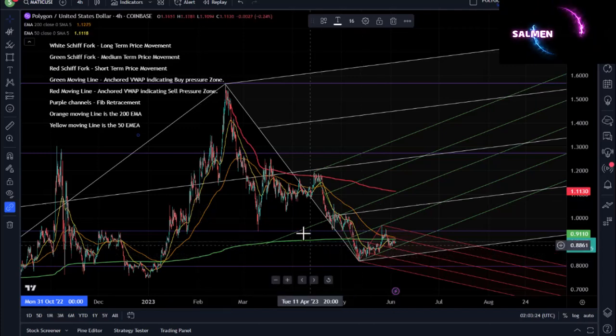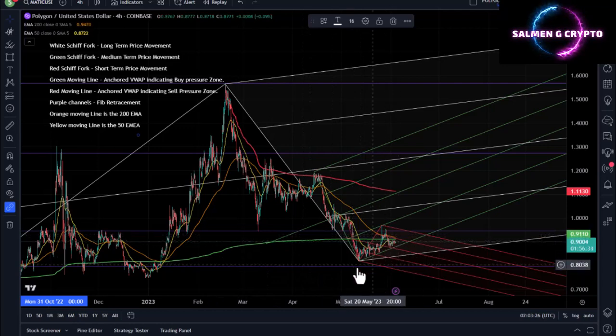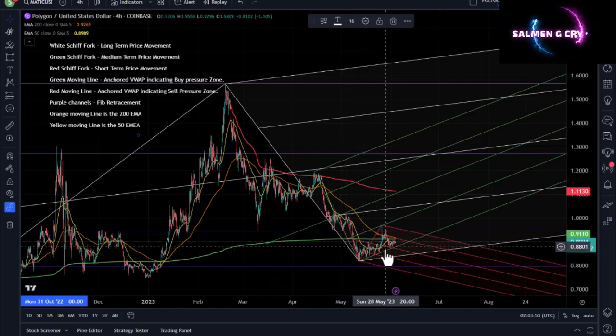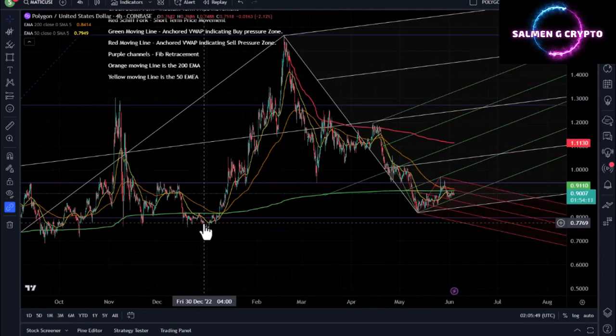The reason I have this green VWAP is to identify the buy pressure range. So if the candles are below the green line, that means that the price is below the fair price. If you go back in time and check, you would see that whenever the candles are below the VWAP, the price tends to move up.